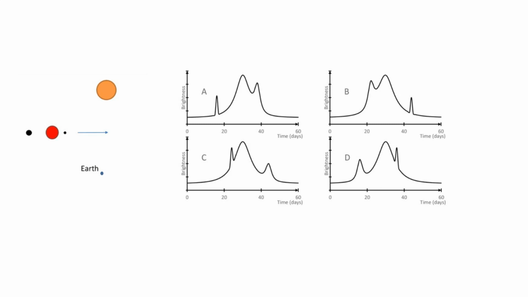So, looking at this, let's look at this planetary system. And then it's going to be passing in front of the orange distant star. Which of these graphs would you actually pick to best represent this scenario? Go ahead and pause the video, think about it, and you'll come back with your answer.